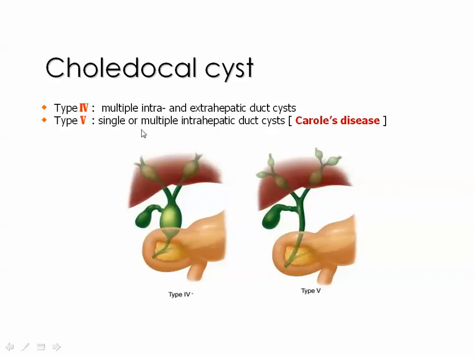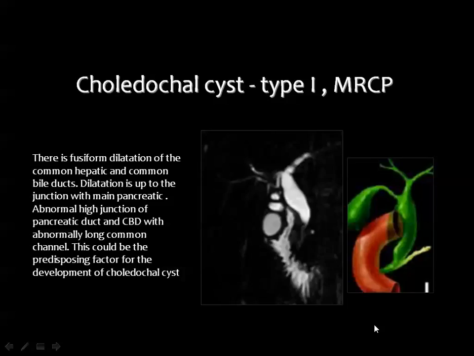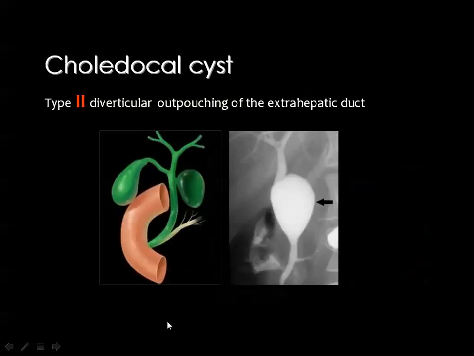Type 4 is dilatation of the intra and the extrahepatic biliary radicals. Type 5 is cystic dilatation of the intrahepatic bile ducts, and this is known as Caroli disease. This is type 1 choledochal cyst, where the common bile duct is fusiform and diffusely dilated. This is type 1 by diagram and by MRCP.